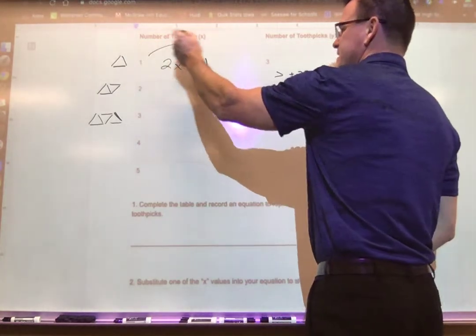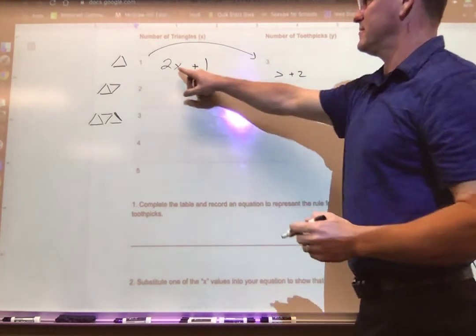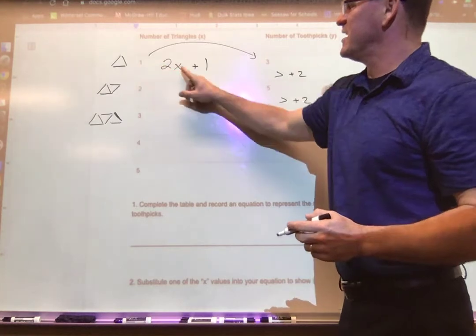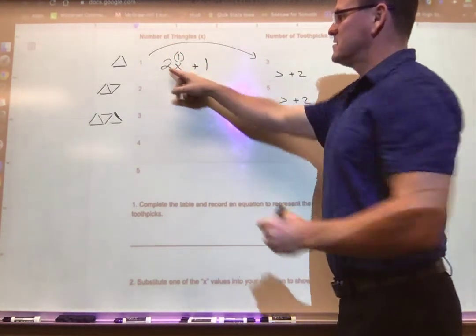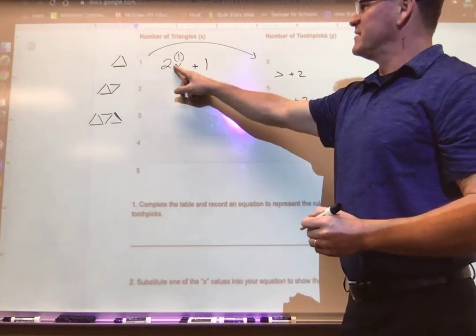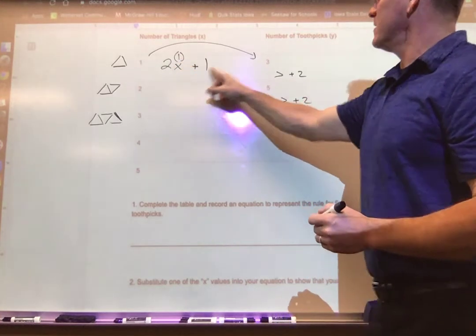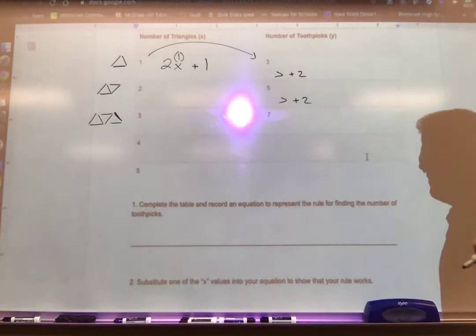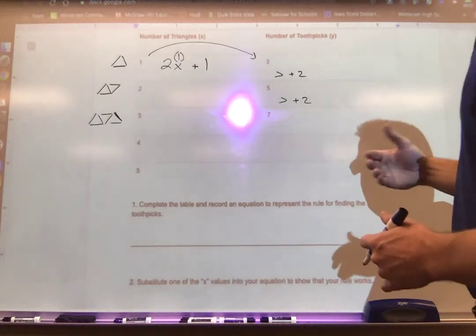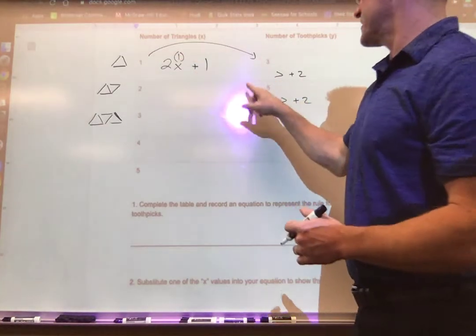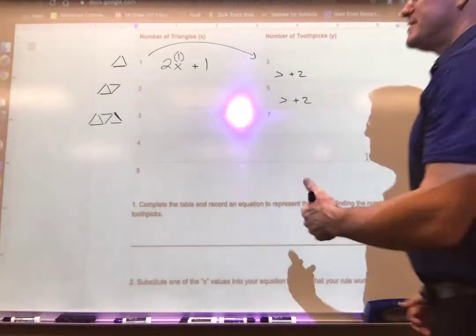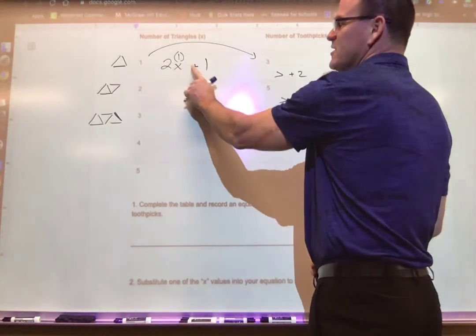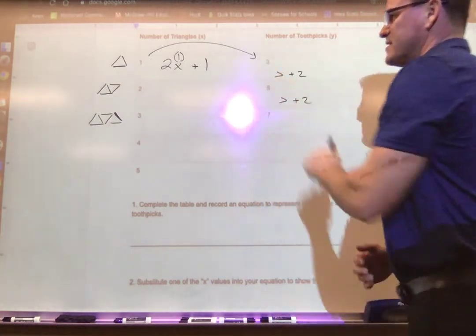Does that get me to 3? I take the number of triangles, 1 triangle, and double it. I plug that 1 in here. 2 times 1 is 2. That gives me 2 toothpicks, right? Plus 1 more gets me to 3. I know I didn't say it tripled because that didn't work. That's what I looked at first. Can I get it just by tripling? Didn't work. But what if I double and add 1? That gets it to 3.